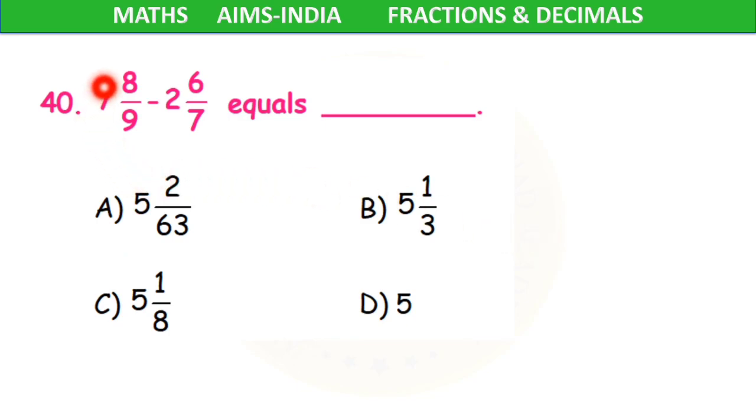Next question 40. 7 8 by 9 minus 2 6 by 7 equals. What are the numbers here? 7 8 by 9 minus 2 6 by 7. Yes, we got a similar question in yesterday's class as well. What did we do there? We first converted this into improper fractions and then found out the difference.